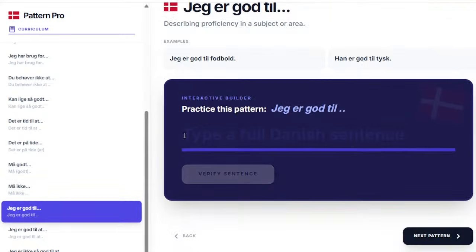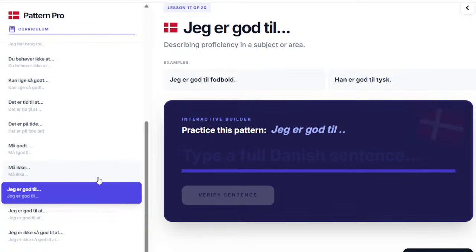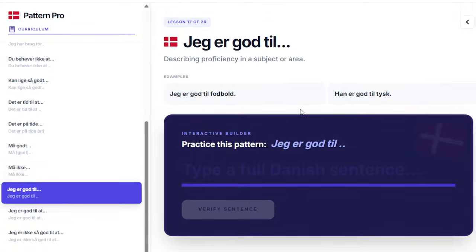Let's go down to jeg er god til. Now, jeg er god til is of course I'm good at. So this is the subject or area where you're like, okay, cool, I'm good at this. Jeg er god til fodbold. Good at football. Han er god til tysk. He's good at German. So this could be something in sports or language.